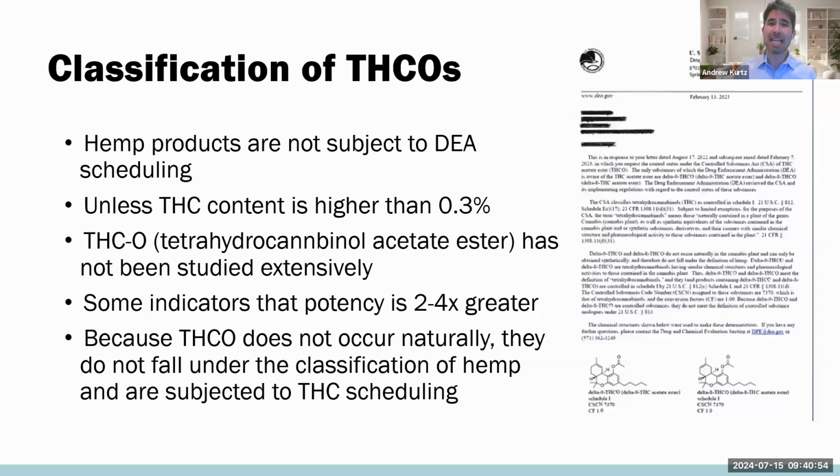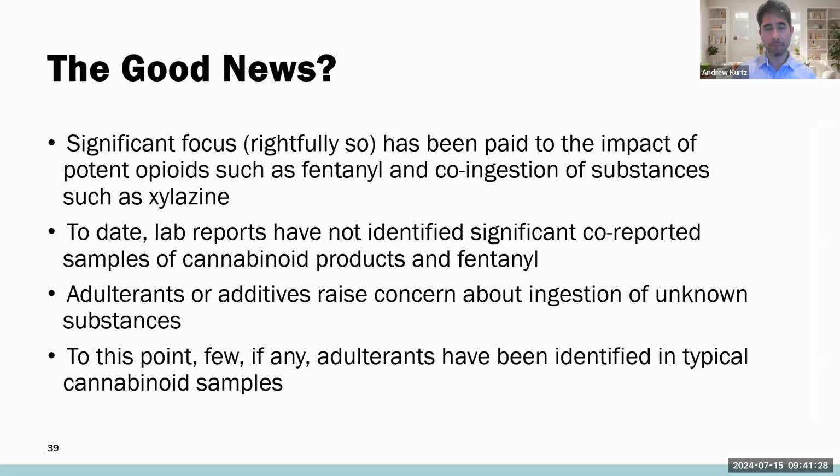Because THCO does not naturally occur, it does not fall under the classification of hemp. And therefore, because it's a synthetic compound, it is now subjected to THC scheduling. So the DEA has recently clarified that while this is derived from a plant product or a THC product that may meet the criteria for not being scheduled, because it is a synthetic compound, it does rise to the level of falling under scheduling classification.